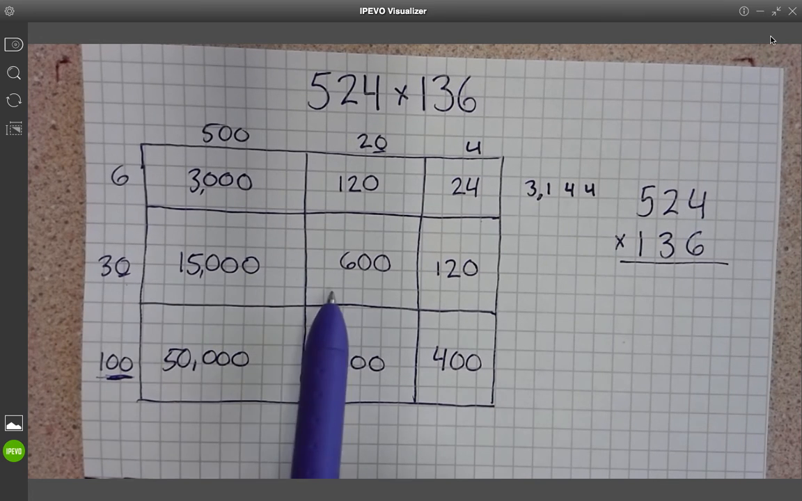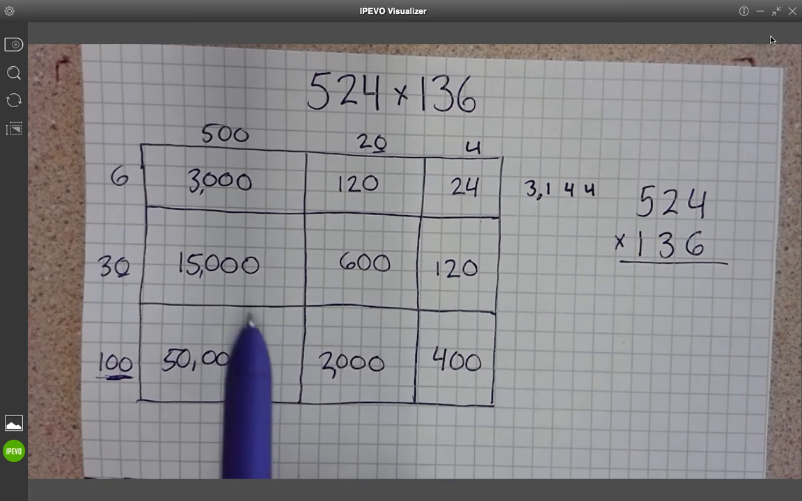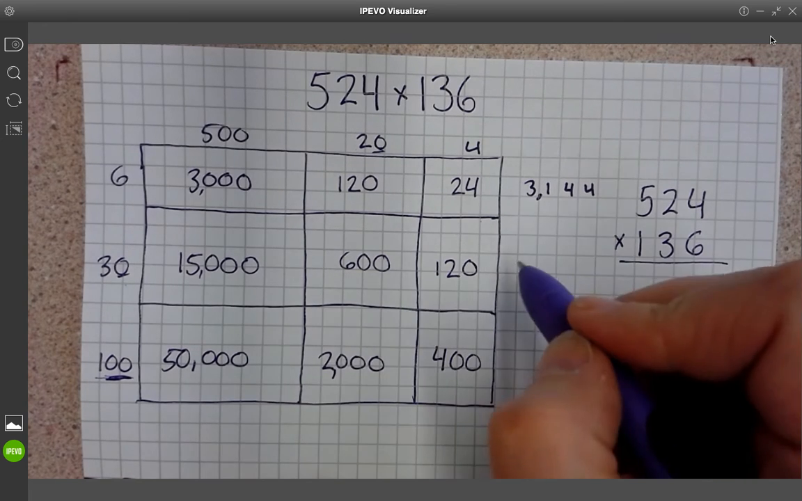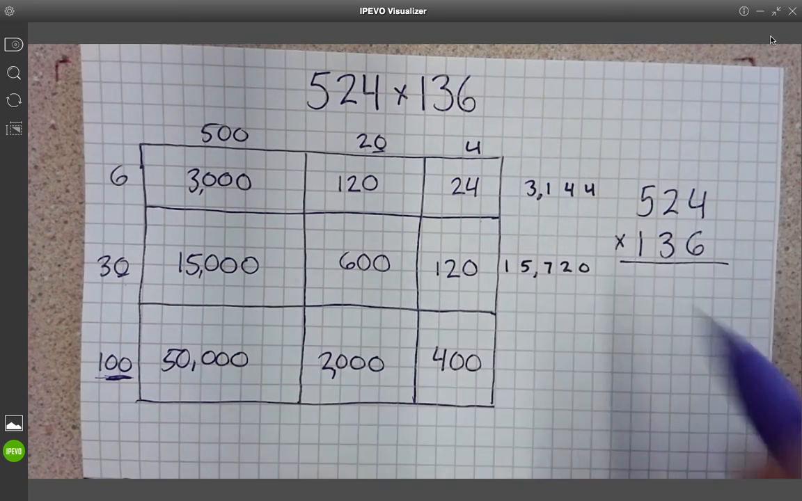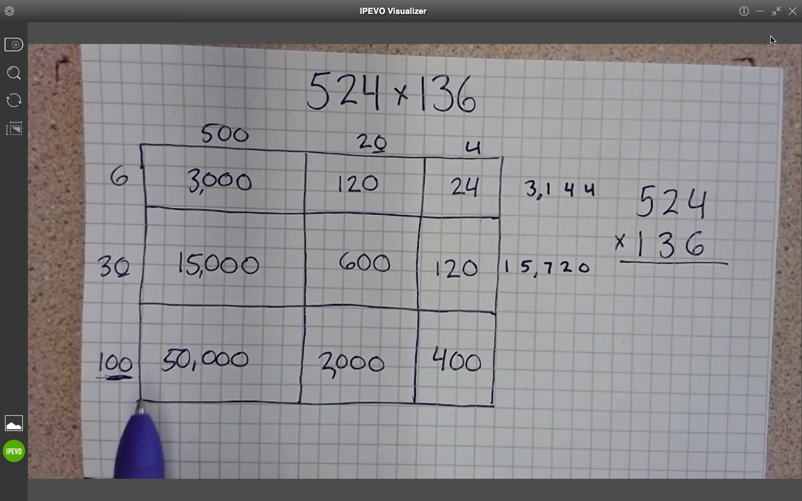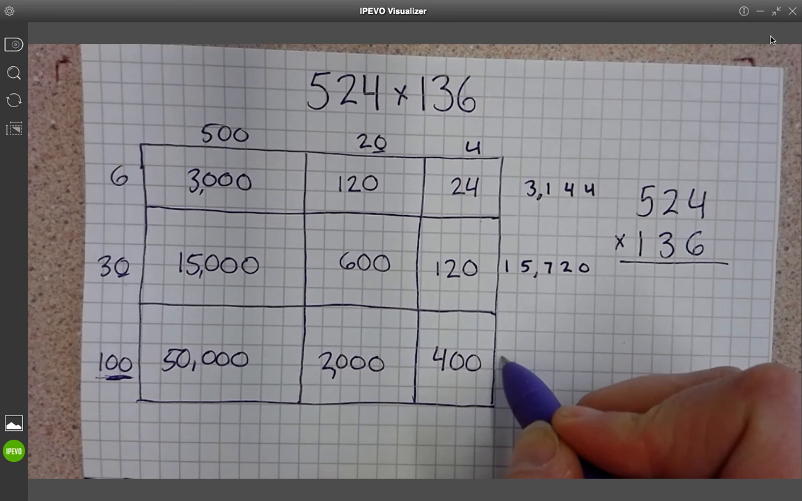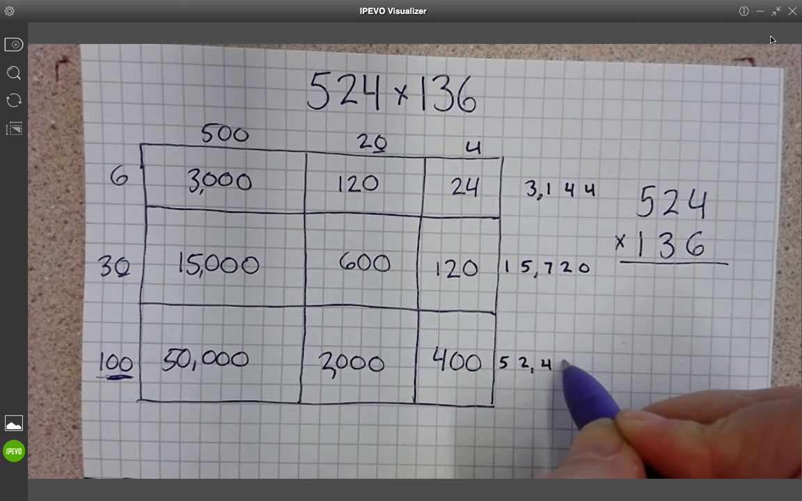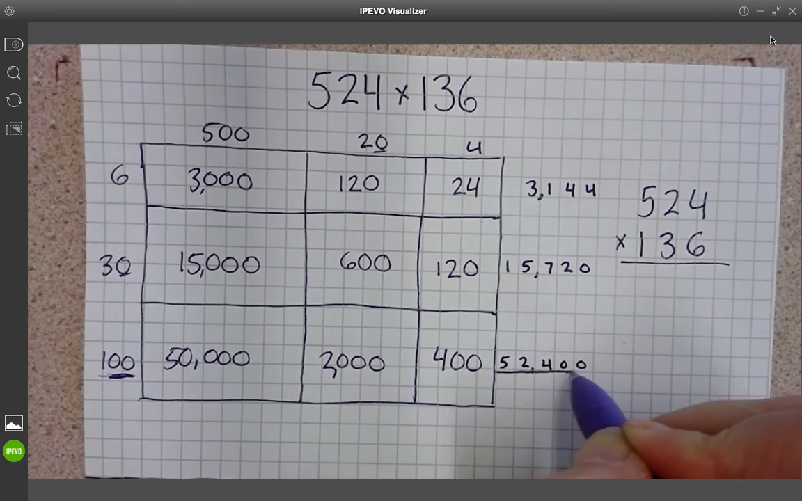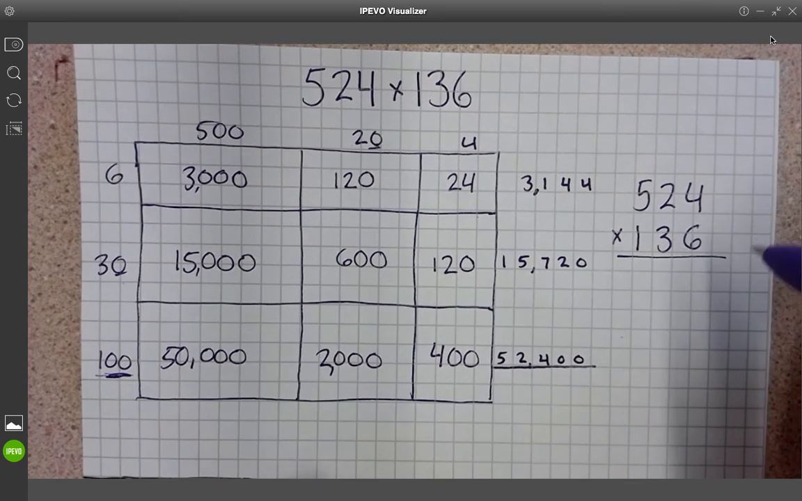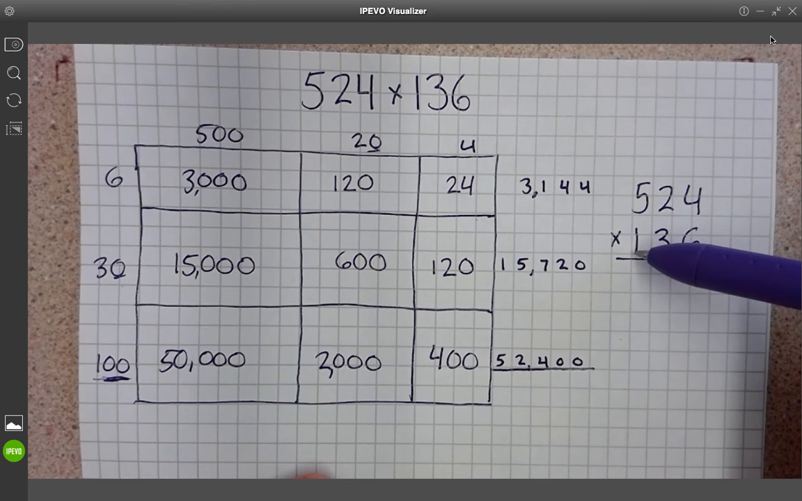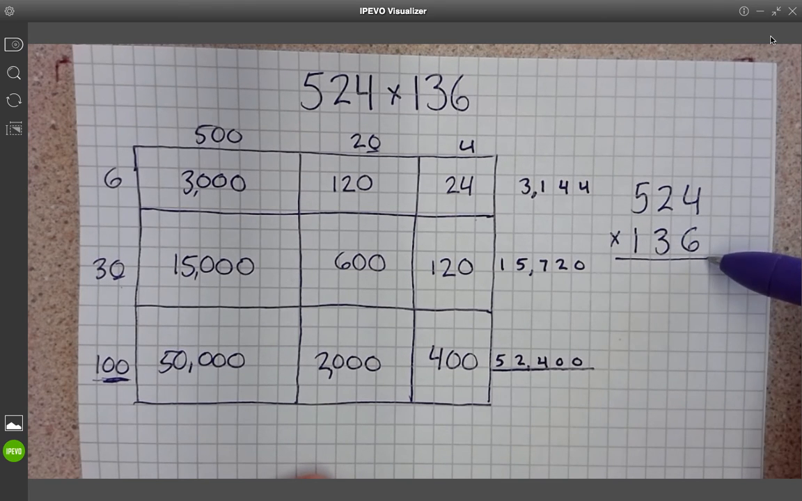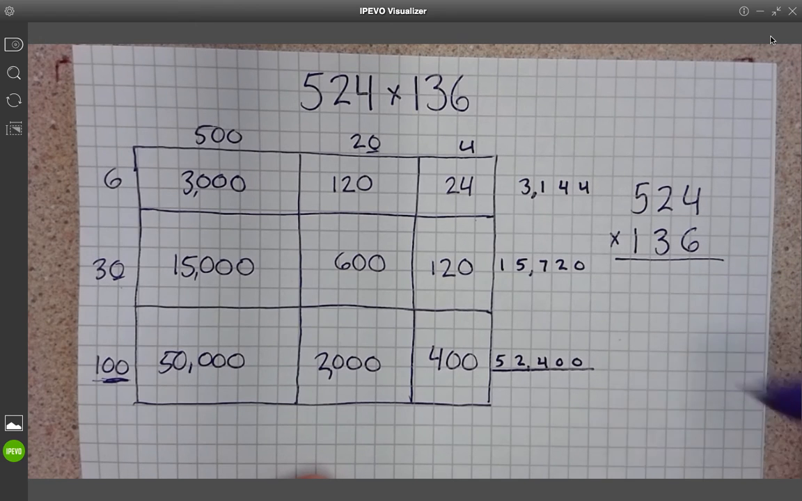15,000 plus 600 plus 120 is 15,720. So 15,720, making sure that everything's nice and lined up. And 50,000 plus 2,000, 52,000 plus 400 is 52,400. And again, I'm going to wait to add these until I do this part. And as you might have noticed in the last 2 examples, however many digits are in the bottom number of my standard algorithm show me how many lines I'm going to be filling in.